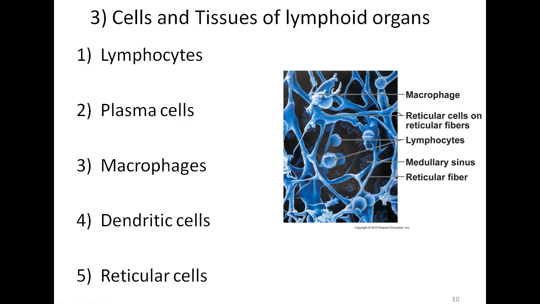Lymphocytes, you might recall, are special white blood cells that are going to help eat or kill bacteria, so to speak. Plasma cells, macrophages, dendritic cells, and reticular cells. We're going to find these in the lymphatic system. And again, the main idea is to help fight foreign pathogens such as bacteria, virus, and fungi.